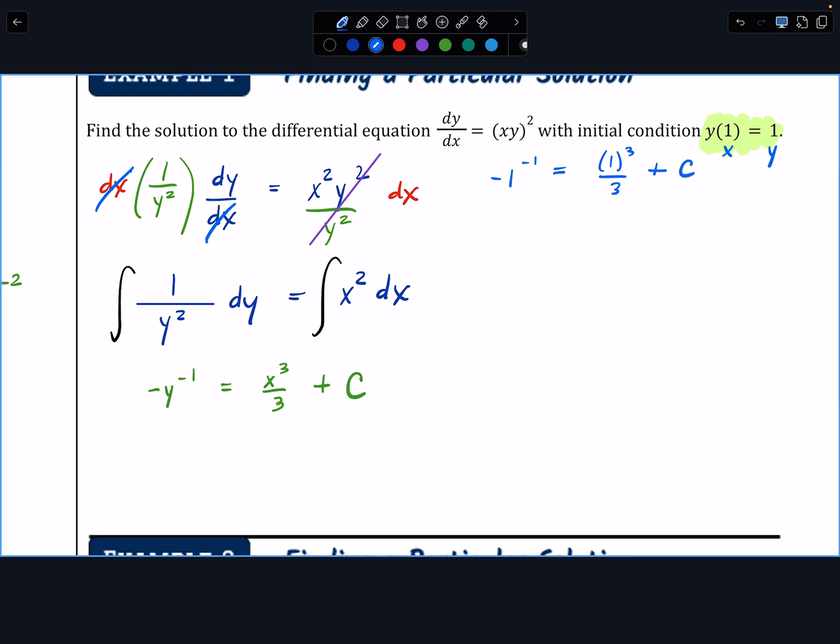What does the negative 1 power really mean? Reciprocal, right? Anything to the first power, does it change? So this is going to be just like negative 1 over 1, which is just negative 1, is equal to 1/3 plus c. Subtract 1/3 from both sides, and we get negative 4/3 is equal to c.